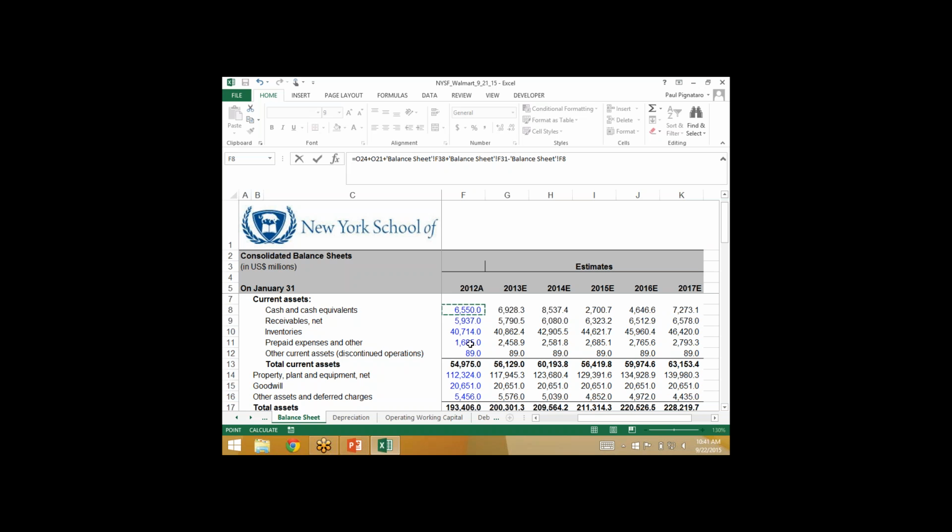Got it? Minus what was the last one? Minus cash. So to get enterprise value, we took market value plus all the debts plus non-controlling interest minus cash.